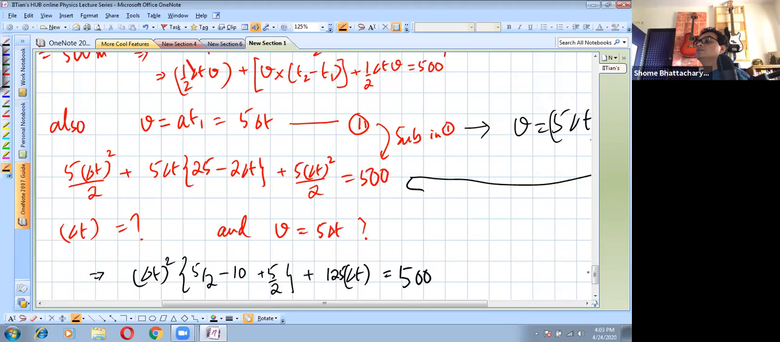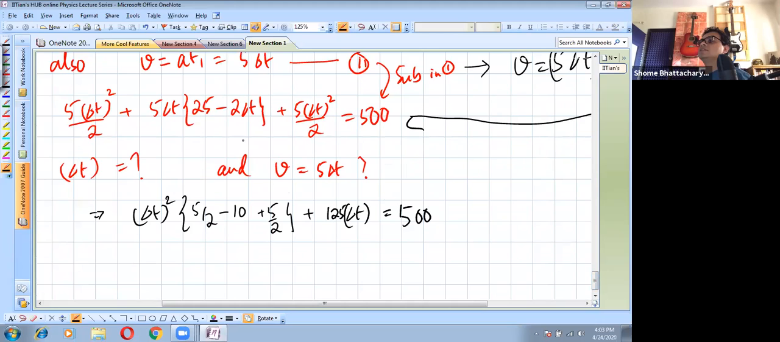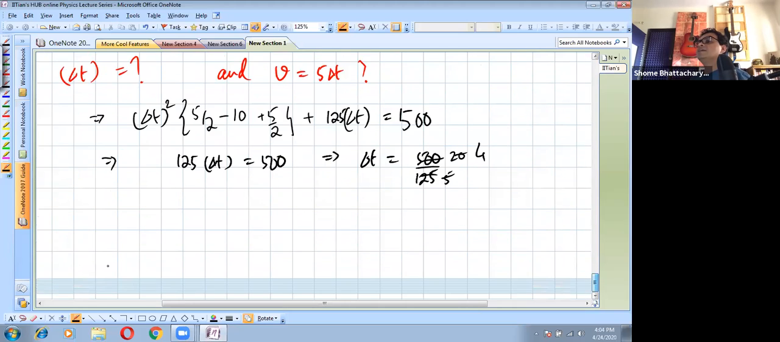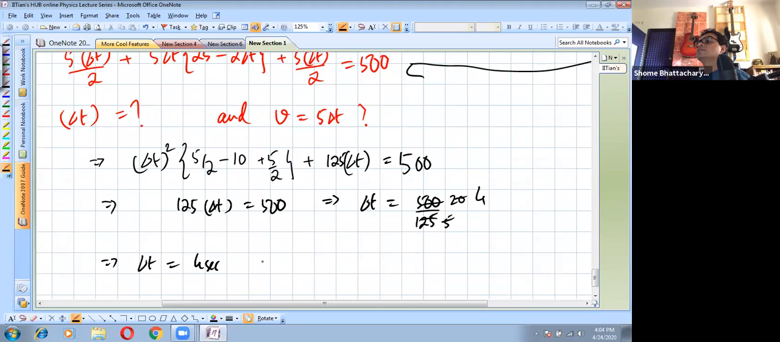So another thing very convenient you are seeing over here, that just so happens that this and this are cancelling. The delta t square term, 5 by 2 plus 5 by 2, that's 10, minus 10 is cancelling out. Okay. So ultimately we are left with what? We are just left with this term. 125 delta t is equal to 500, or delta t, so 25 goes 5 times, 25 goes 20 times, or 4. Okay. So you can see that my delta t is coming out to be 4 seconds. That means that t1 was 4 seconds, then t2 was 25 minus 4, so 21 seconds, and then finally the time t3 was 25 seconds.